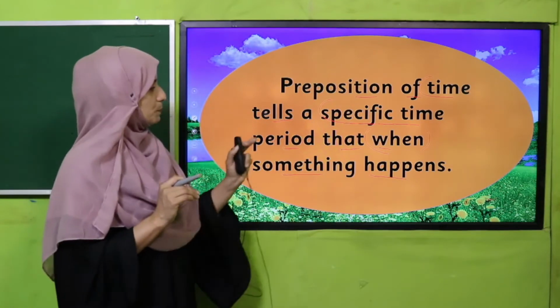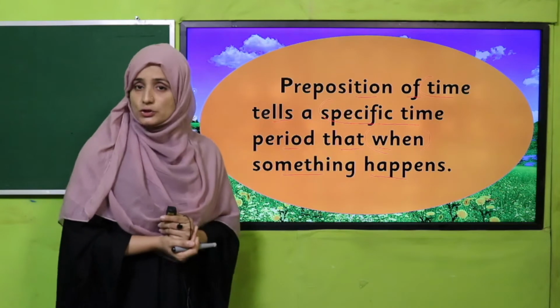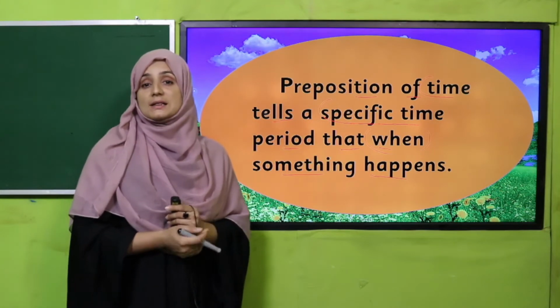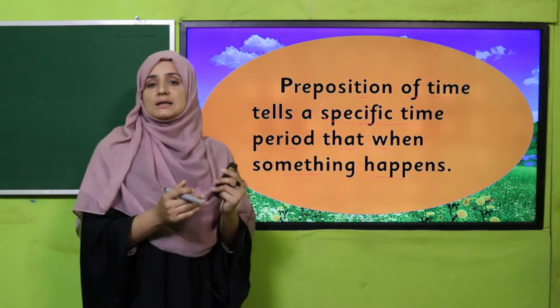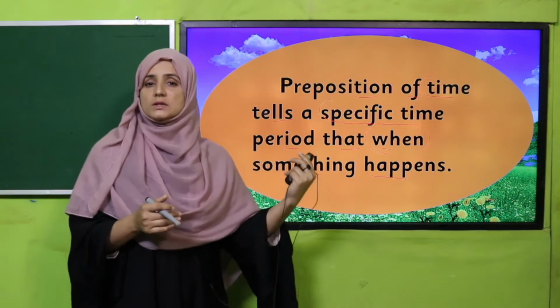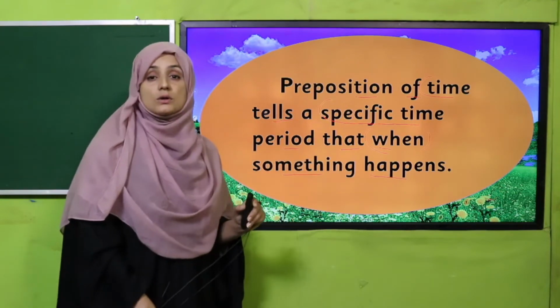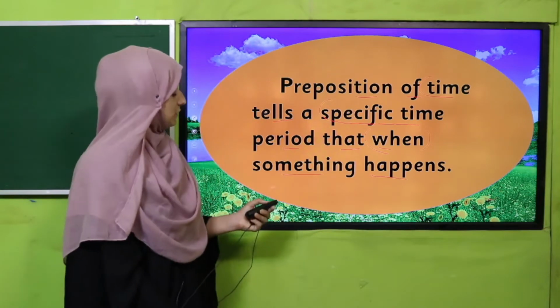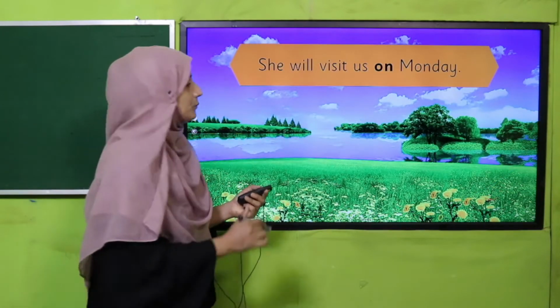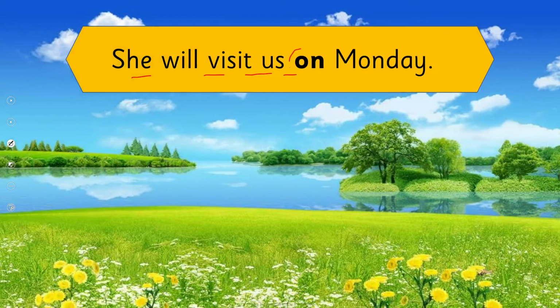Okay, so prepositions of time will also tell us about time, on which time that action or that noun is going to be done. So that will tell us about time. Let's try to get through examples. See there, she will visit us on Monday. So now this "on" is telling us about time.